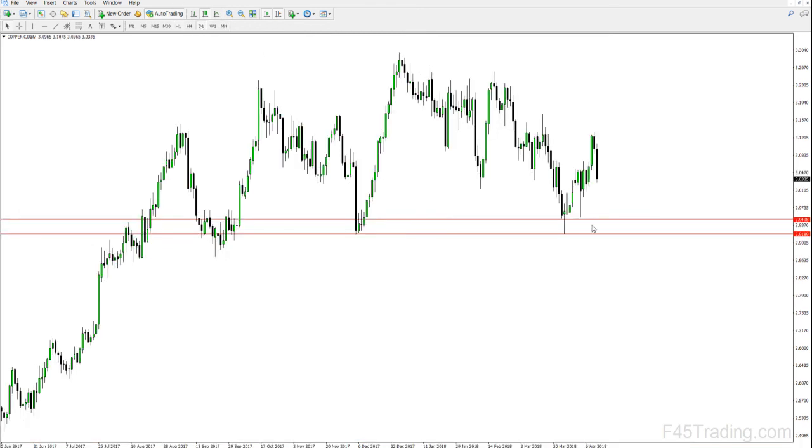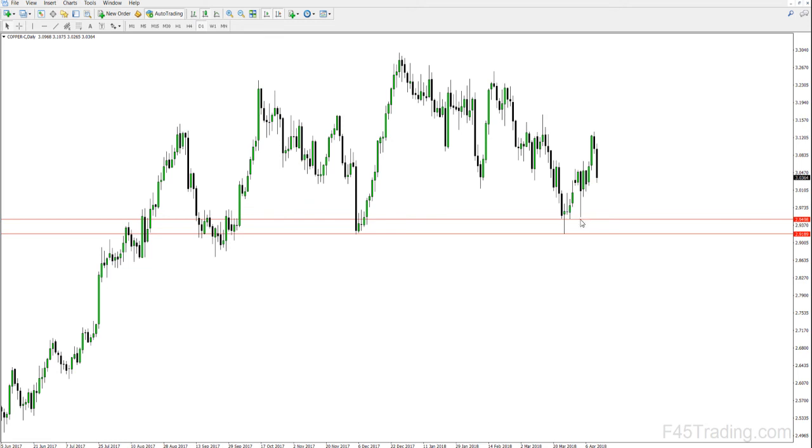Copper. A little surprised on copper that we've seen this big of a retracement yesterday and today. I was honestly looking for a drive higher, just based off the reaction off of these lows here. It could be coming back down, regathering some long positions and continuing higher, but I'm looking for higher prices on copper, so we'll wait and see how that pans out.